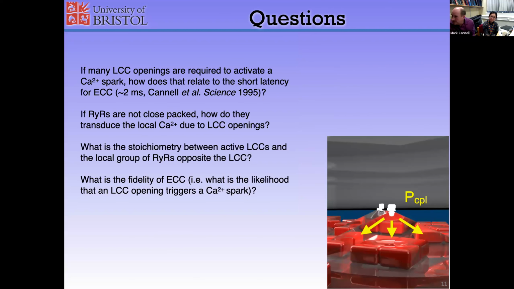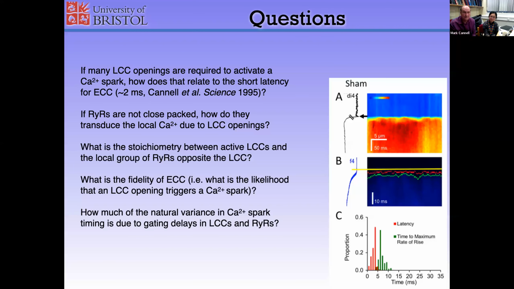And importantly, what's the fidelity? In other words, what's the likelihood that an L-type calcium channel opening, even though that will be exponentially distributed in duration, would trigger a calcium spark? And finally, how much of the natural variance in calcium spark timing is related to either the gating delay in the LCC or the gating delay in the ryanodine receptor?